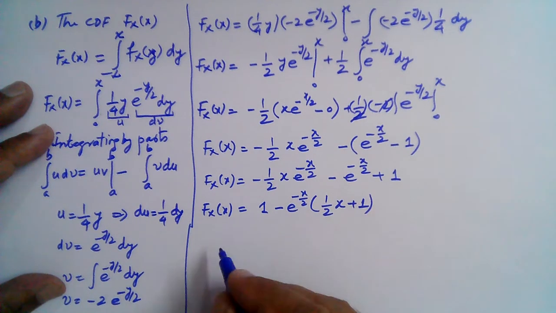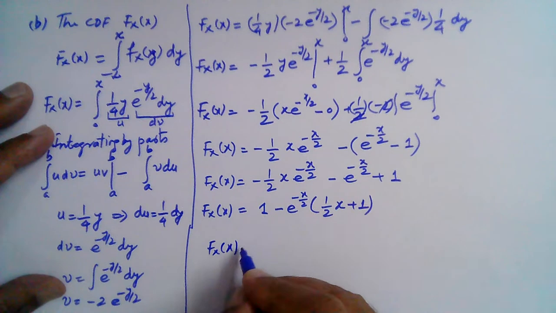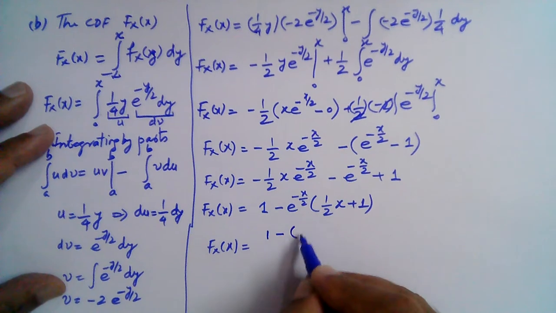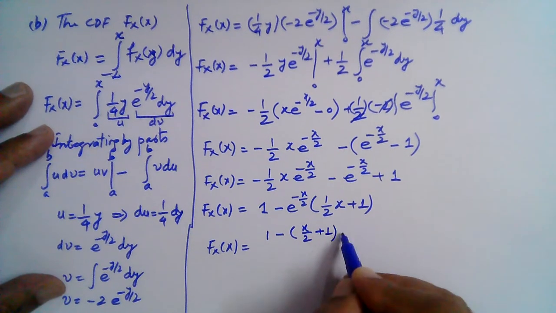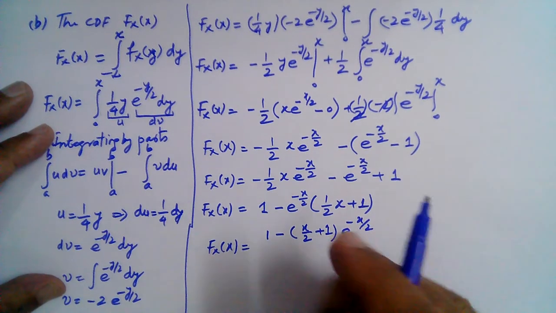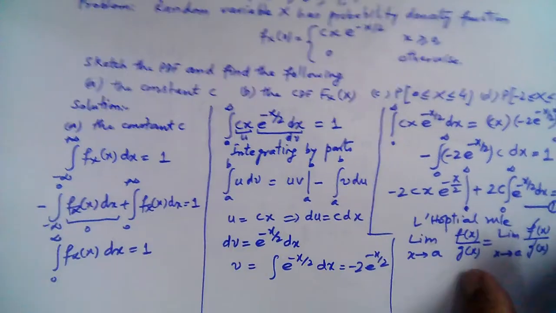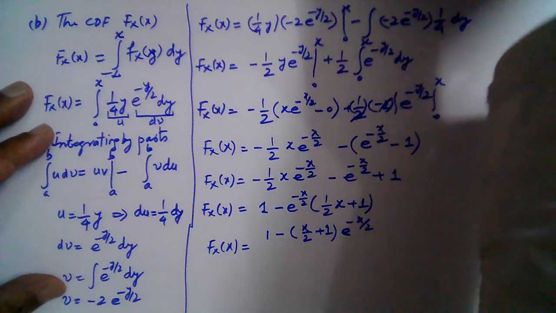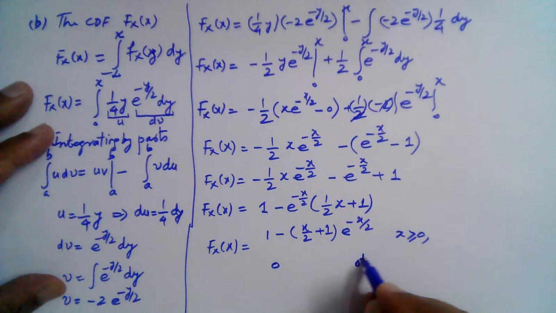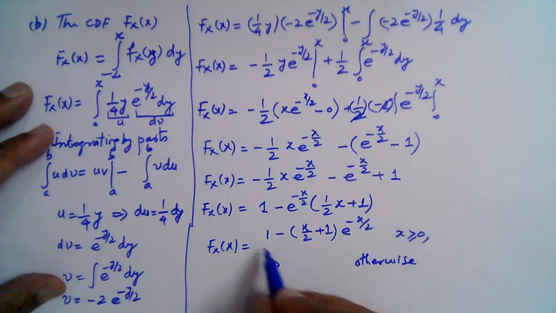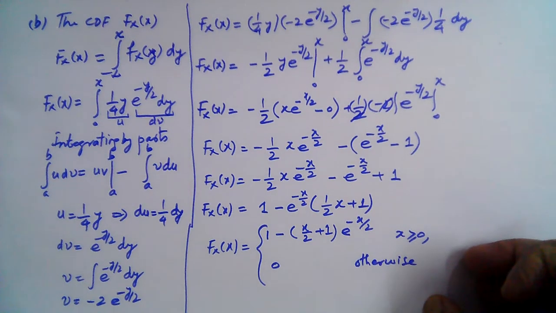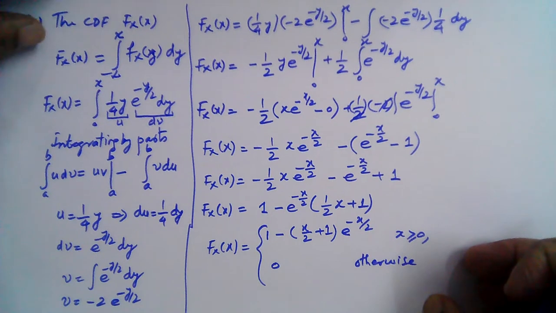So we can write the CDF like this: F_X(x) is equal to 1 minus (x over 2 plus 1) e to the power minus x over 2 when x is greater than or equal to 0, and this is 0 otherwise. So this gives us the CDF, and we're done with the second part of the given problem.